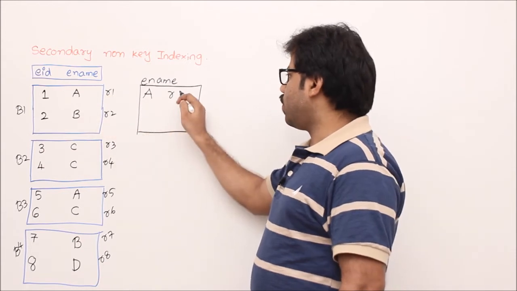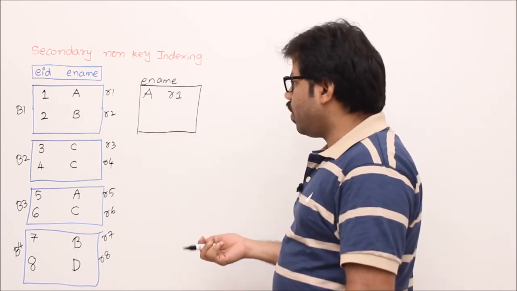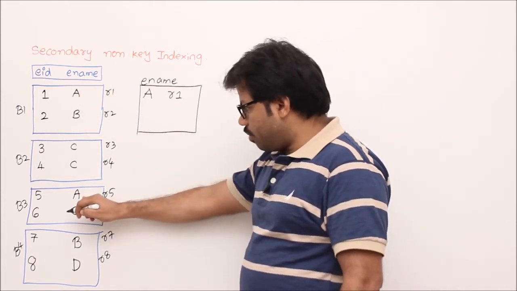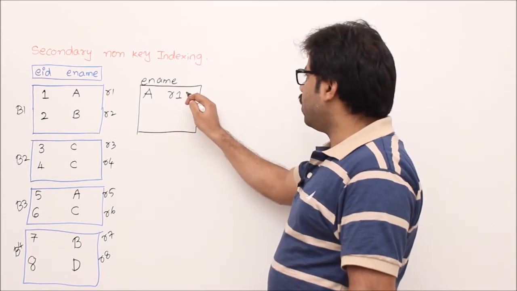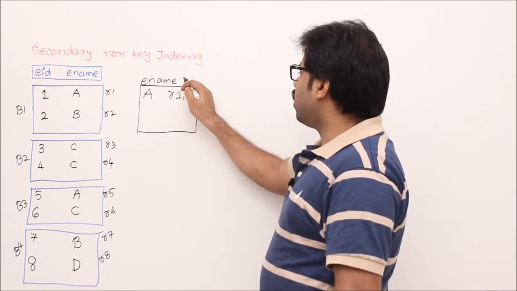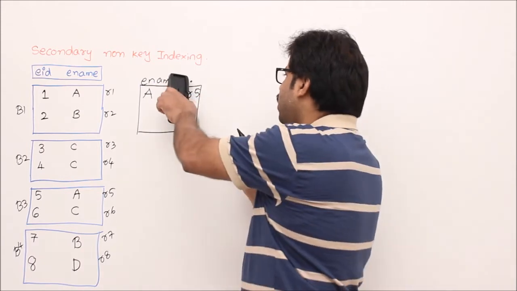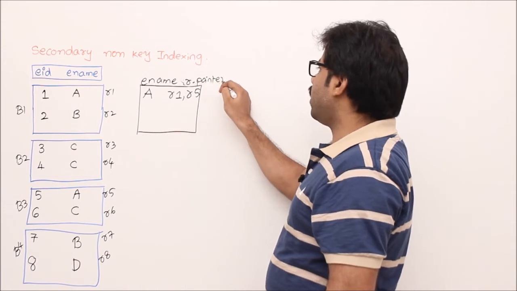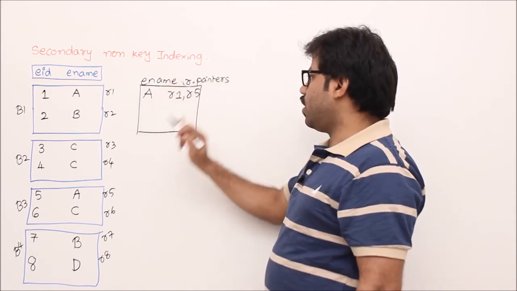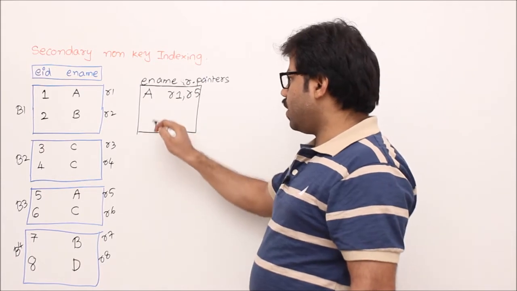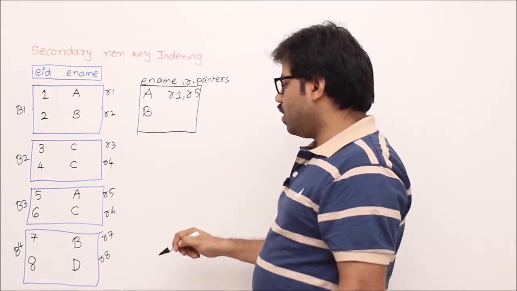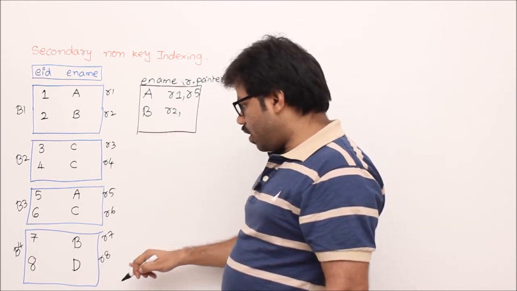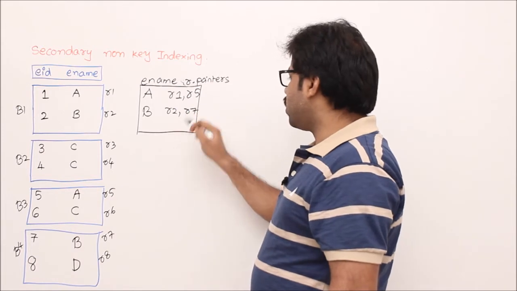What is the address? R1, right? Of course block number 1, but the specific address is R1. Now in block number 3 there is one more A, right, which is R5. So here rather than maintaining one record pointer, we can't maintain one record pointer because you get multiple record pointers. So this is one alternative idea. Employee name A, record pointers R1 comma R5. Second, B. Where is B? B is in block 1, the record pointer is R2 and another record pointer of B is R7. So there are two records with B.